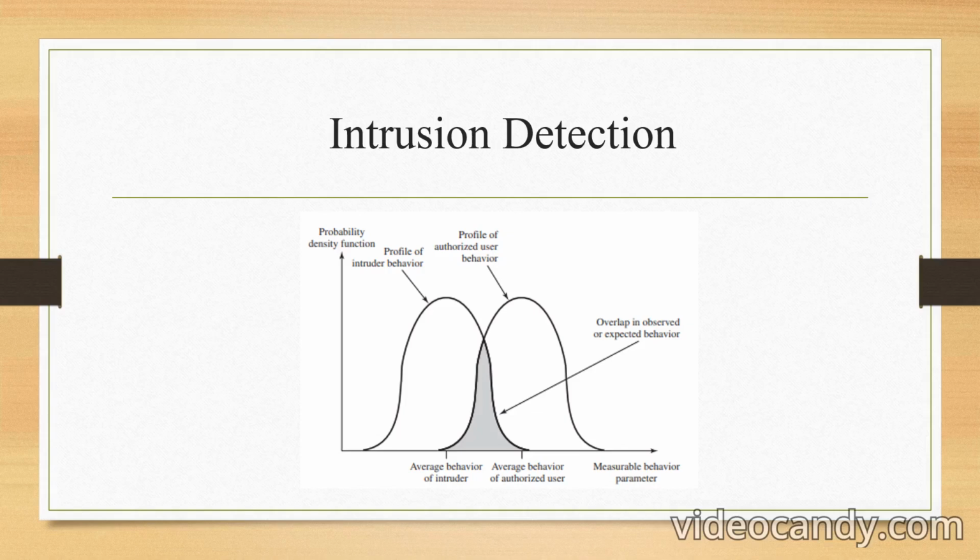This picture shows the profiles of behavior of intruders and authorized users. Intrusion detection is based on the assumption that the behavior of the intruder differs from that of a legitimate user in ways that can be quantified. This is the nature of the task confronting the designer of an intrusion detection system.